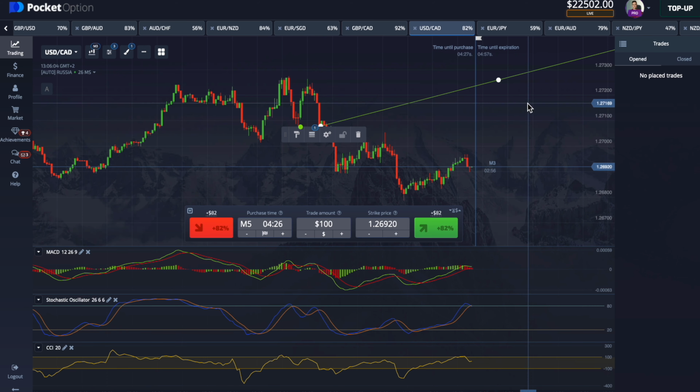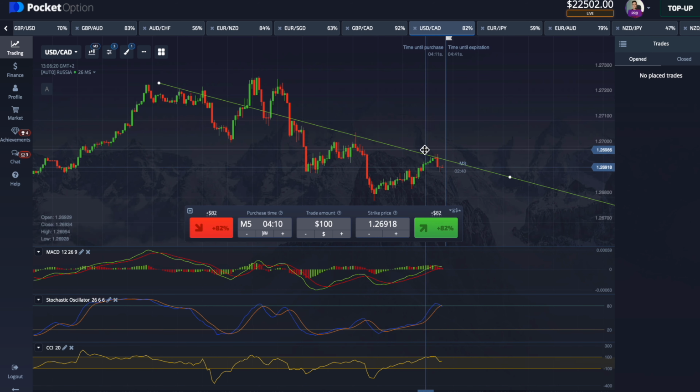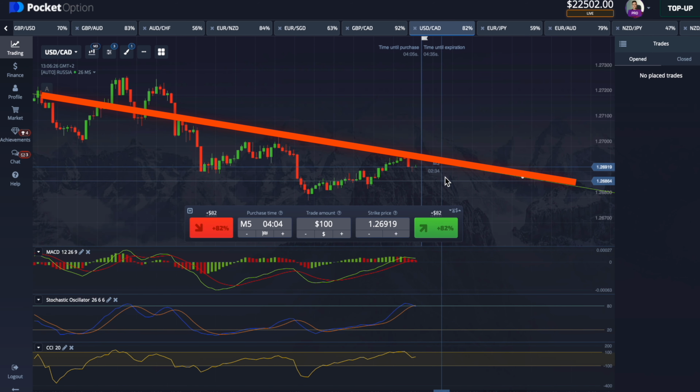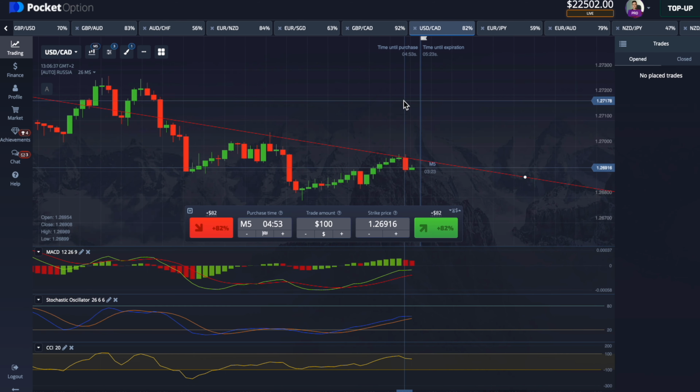So let's pinpoint the trend line and make sure of it. The candlesticks have already disassociated with it and begun following the corridor down. So we buy a put option that expires in 5 minutes and wait.